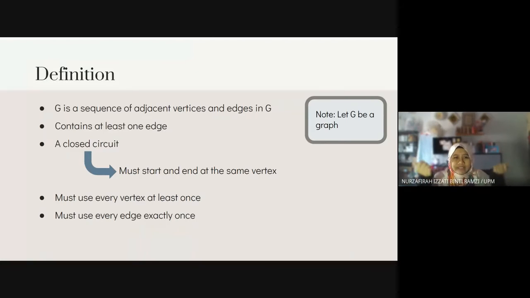What is a closed circuit? A closed circuit means that it must start and end at the same vertex, just like I mentioned before in the circuit's definition. Also, it must use every vertex at least once and use every edge exactly once and not more than that.